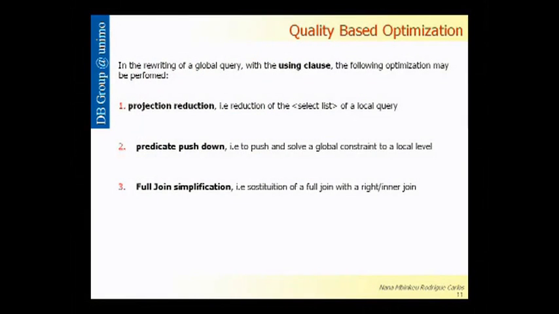With this work, we obtain some optimization results. Projection reduction consists of reducing the select list on some local sources. Predicate push down gives us the possibility to filter our data directly at the local source. And we have the Full-Join simplification.